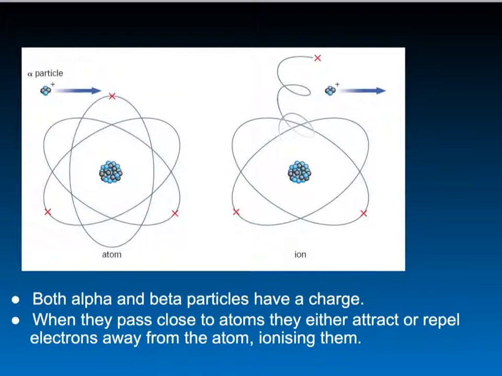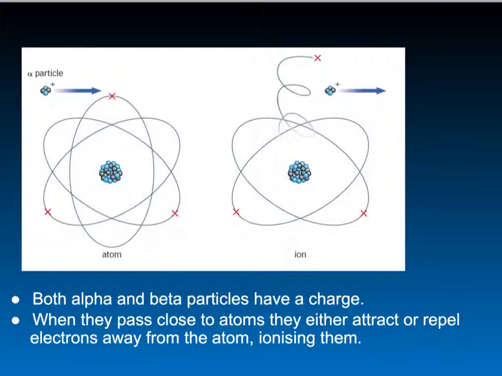When ionising radiation passes through a spark chamber, it ionises the gas inside by removing some electrons from the atoms. This causes an electric current, which is seen as a spark between the metal plates. Both alpha and beta particles have charge. When they pass close to atoms, they either attract or repel electrons away from an atom, ionising them.